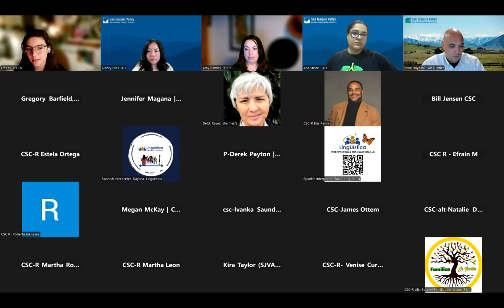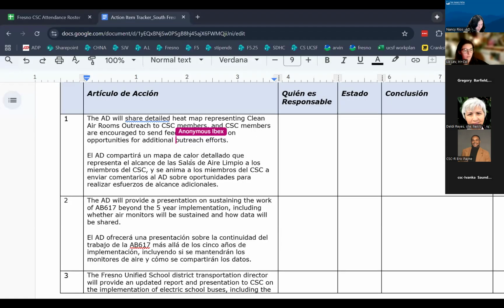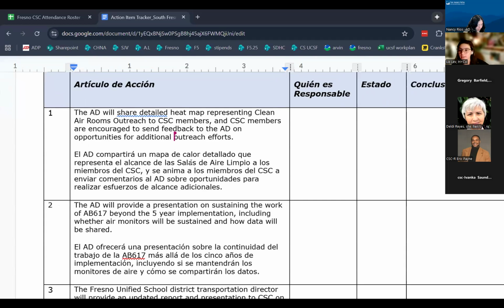to share these action items and give the CSC an opportunity to provide any edits, modifications, or additions to the tracker. Amy and I do take these notes and action items in real time, so it is possible sometimes that we can miss something or might not get it right. So we really do want to encourage you to let us know if that is the case. So give me one moment. Okay, can everyone see my screen?